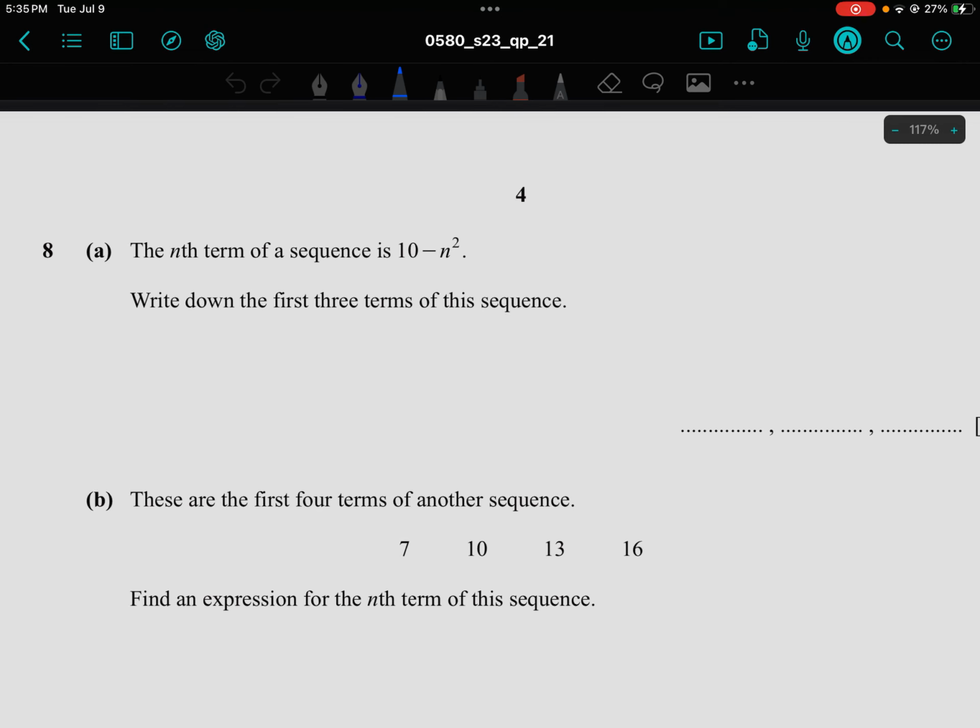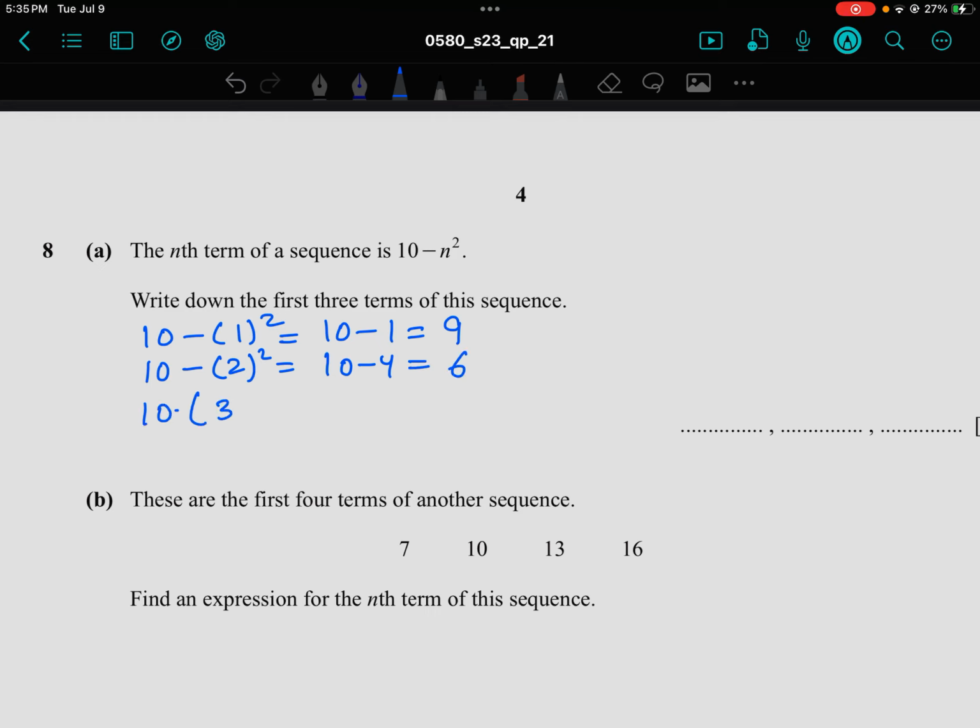Question number 8, part A. The nth term of a sequence is 10 minus n square. Write down the first 3 terms of the sequence. So taking the value of n starting with 1, you can write it as 10 minus 1 square, which will give me 10 minus 1 equals 9. The other term, 10 minus 2 square, that is 10 minus 4, gives you 6, and then 10 minus 3 square, 10 minus 9 will give me 1. So the 3 terms are 9, 6 and 1.